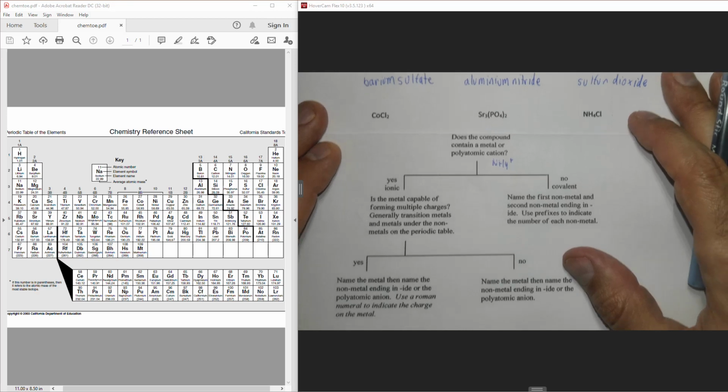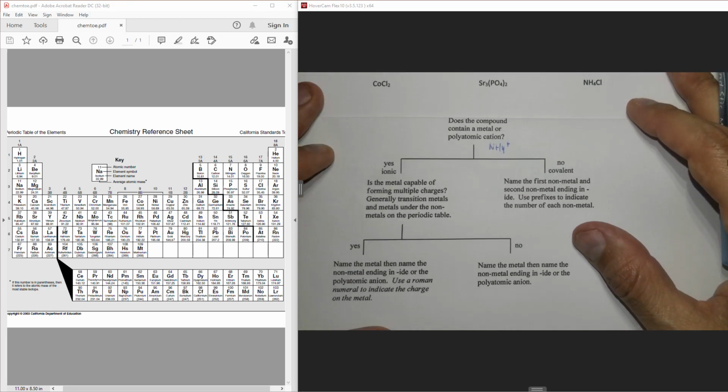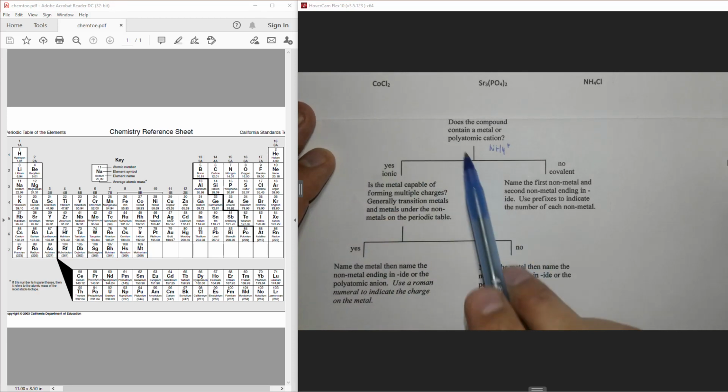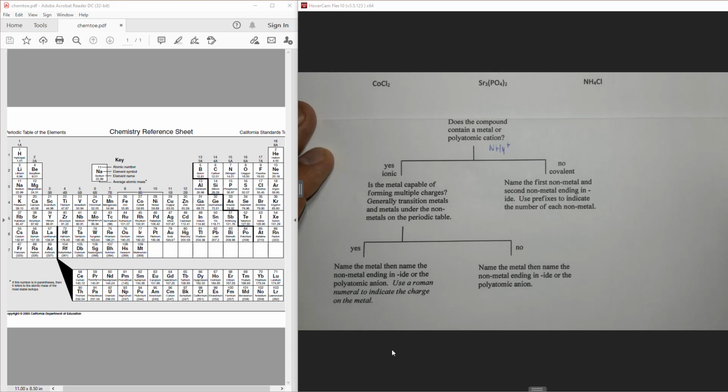Looks like I've got to go up a little bit so I can fit it all on the screen and still write. We have CoCl2. Does it contain a metal? Yes, cobalt's a metal. Is cobalt capable of forming multiple charges? The only transition metals that I put on here are all capable of forming multiple charges. So cobalt, yes, it's capable of forming multiple charges. So we have yes and yes. It says name the metal and then name the non-metal ending in "ide" or the polyatomic anion. In this case, it would be just chloride. Use a Roman numeral to indicate the charge on the metal.